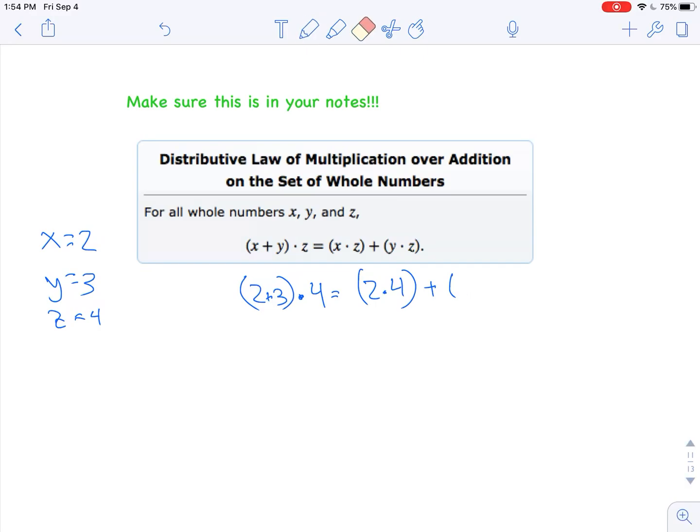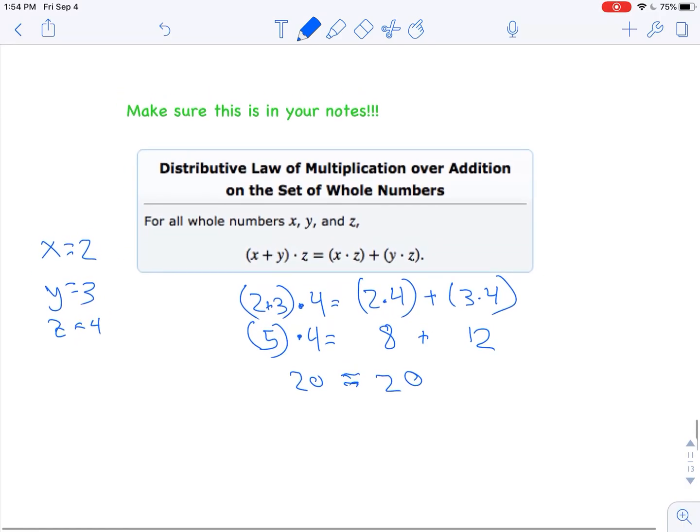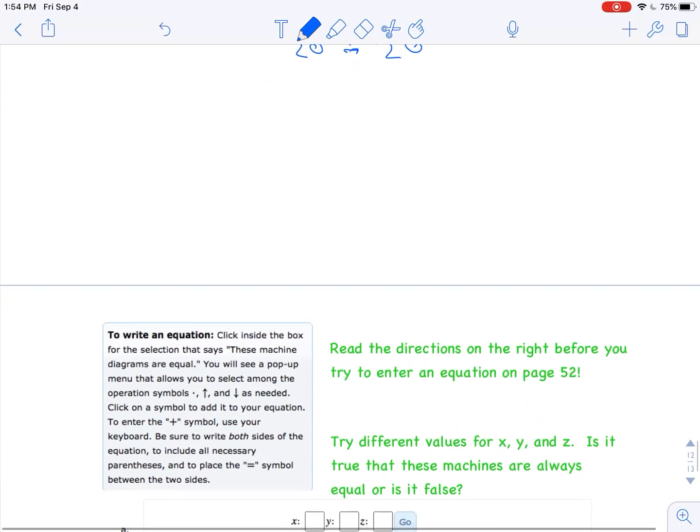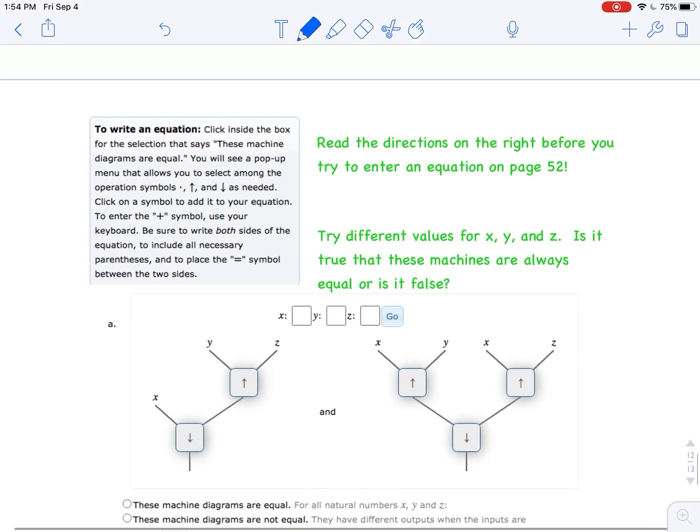So there, I said y. There we go. 3 times 4. And this is going to make a 5, because 2 plus 3 is 5, and now I multiply by 4, and that's 20. Over here, I have 2 times 4 makes an 8, and 3 times 4 makes it 12. And pretty clearly I can see 20 is going to be the result on either side. That is the distributive property. Again, please know that one. Very important in 7th grade.